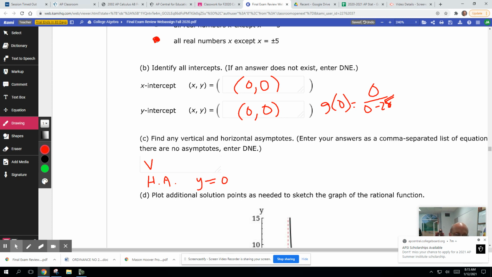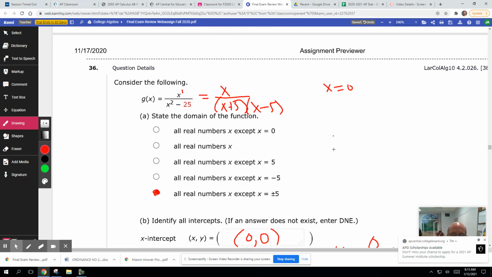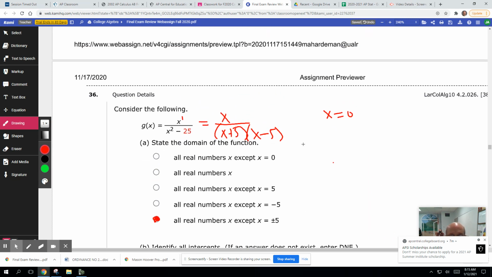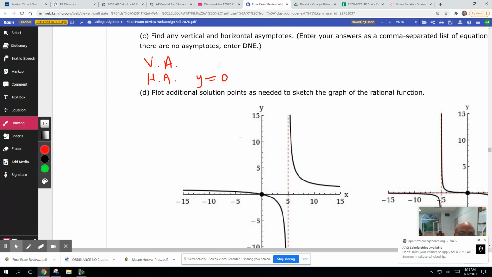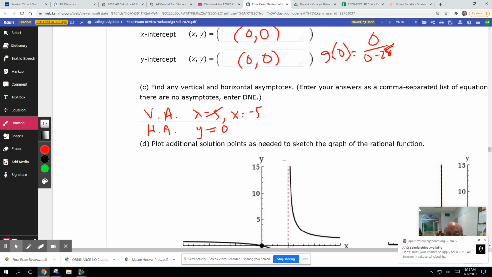And to find the vertical asymptotes, we set the denominator equal to 0, and anything that makes the denominator 0 that does not make the numerator 0, that's where your vertical asymptotes occur. So in this case, -5 and +5 make the denominator 0. Neither one of them makes the numerator 0. So x equals 5 and x equals -5 are your vertical asymptotes. Then it wants us to sketch the graph.